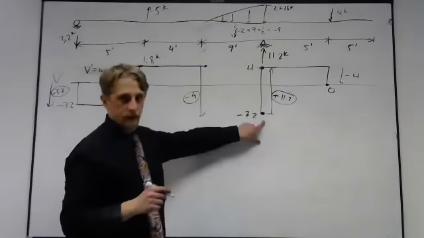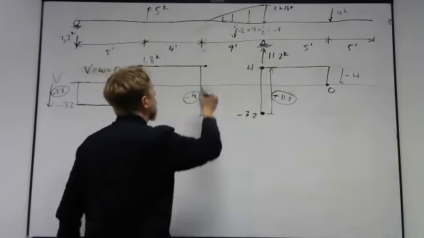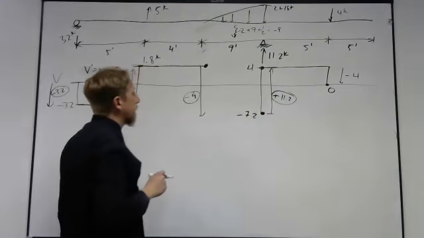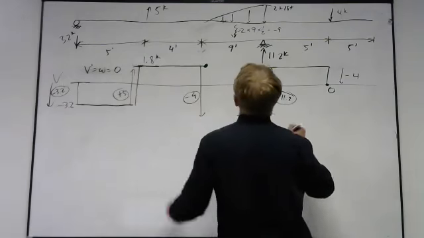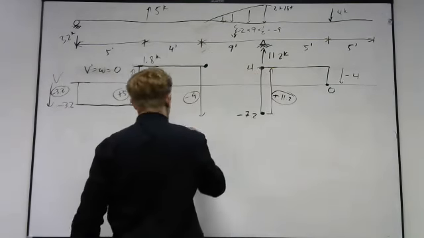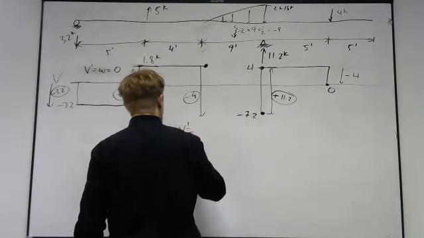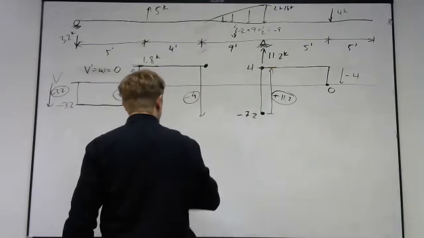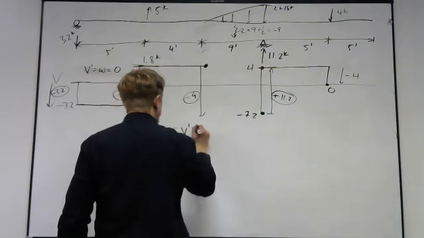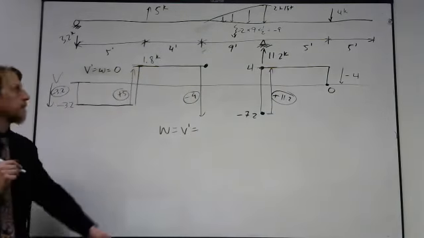Okay, now let's look at this guy. How do I get from here to here? Well, I think we had this in the last example. V is the slope of, sorry, W is the slope of V. So I just look at the value of W.